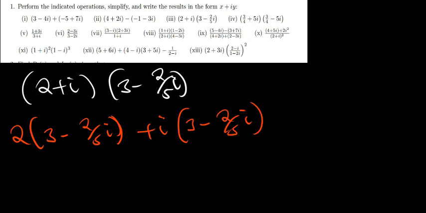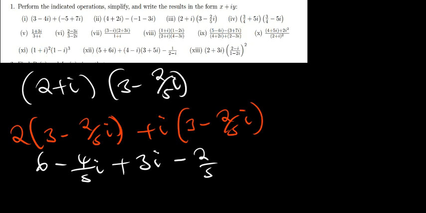So we have 2 times 3 is 6. 2 times that one will get 4. 2 times 2 over 5i is 4 over 5i, then plus i times 3, 3i. Next, i times what I have there is going to be 2 over 5i squared.